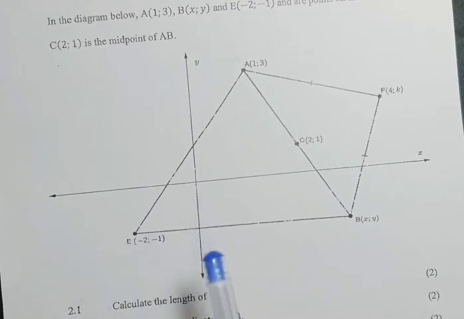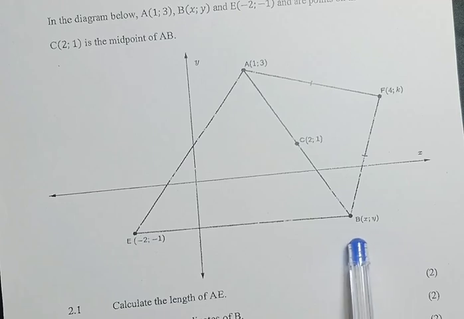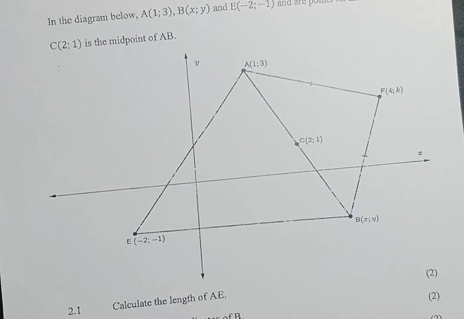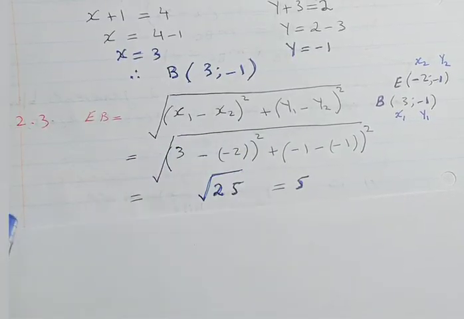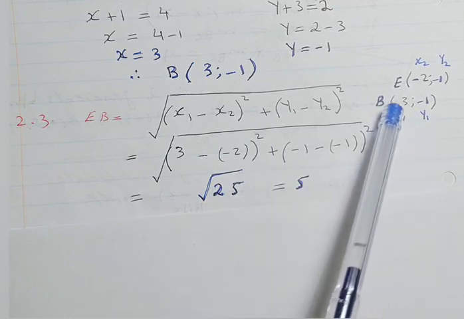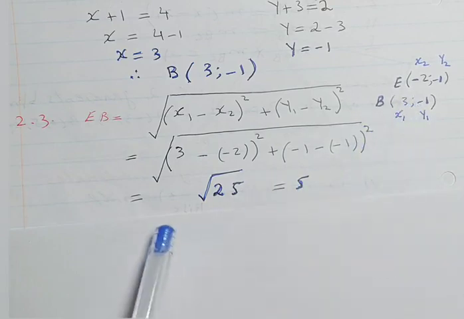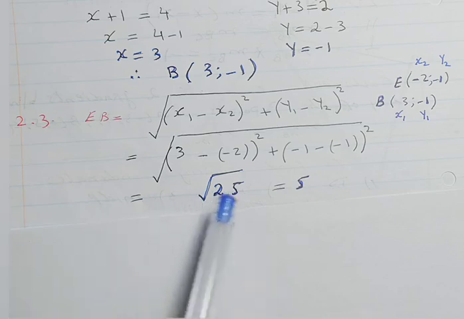Now EB is here. The length of EB. We do have the coordinates of B, so through the distance formula, we're going to find the length of EB. So I apply the distance formula again, with the coordinates of E and B, and there I find the length of EB, which is also 5.